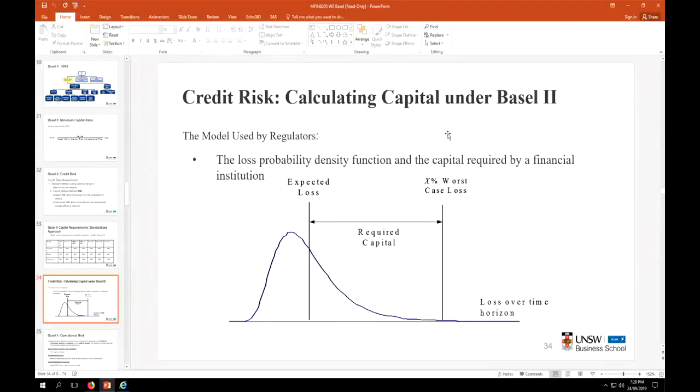How did we go with our accounting courses? What do we do with expected losses? You make a provision for it. So every time you make a loan, you estimate what losses you expect, and you make a provision for it.